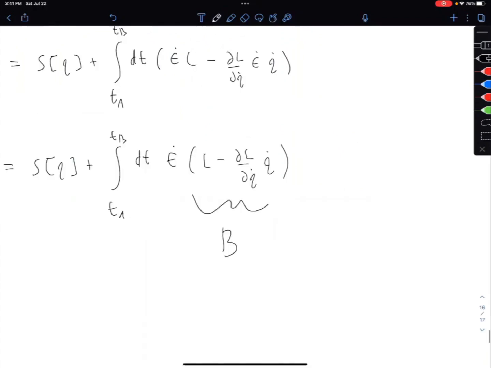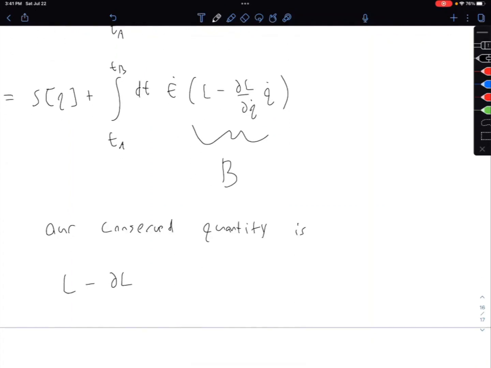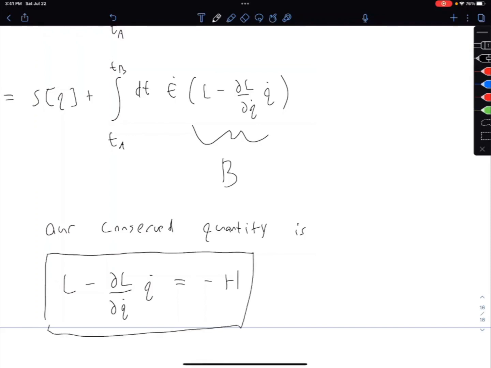Okay, so that means our conserved quantity is L minus dL/dq̇ times q̇. And does anyone recognize this expression here? Yep, Harmonic, it's the Hamiltonian. In particular, it's actually minus the Hamiltonian, right? And if minus the Hamiltonian is conserved, so is the Hamiltonian. So we have shown that time translation symmetry leads to energy conservation.